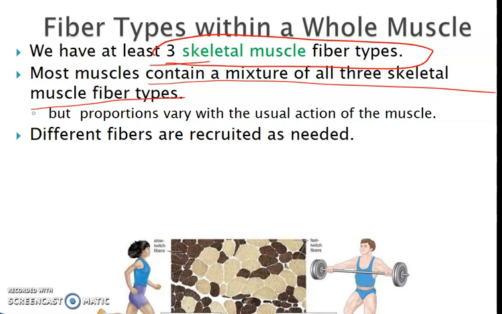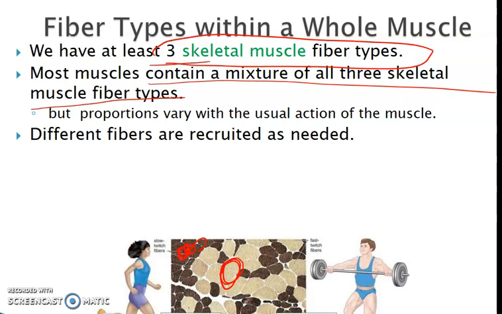So my soleus, that's part of my calf muscle, has a lot of these slow twitch muscles because I'm standing all day long. Whereas my gastrocnemius, the other part of the calf, has a lot of these white muscle fibers. And if the gym was ever open again, I'm going to do box jumps, and I'm going to be using those. I could probably jump 20 inches on the box jump. I used to be able to jump 36, but that was years ago.